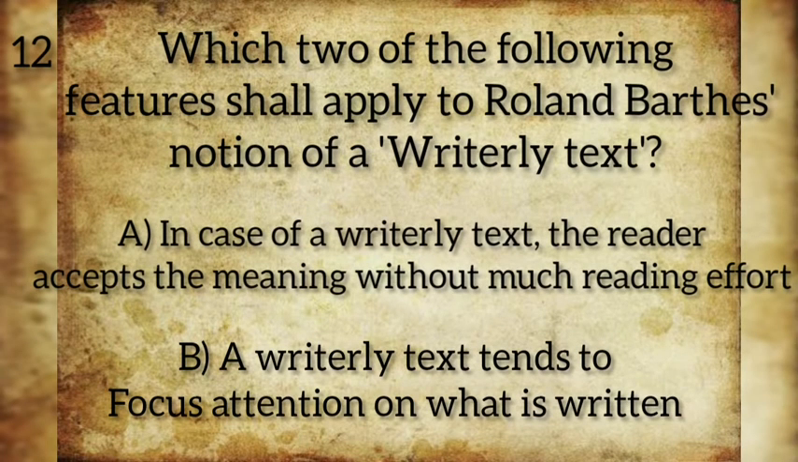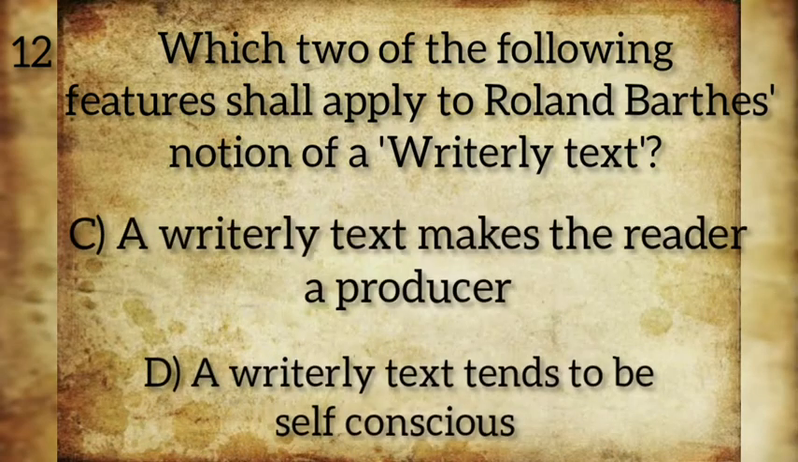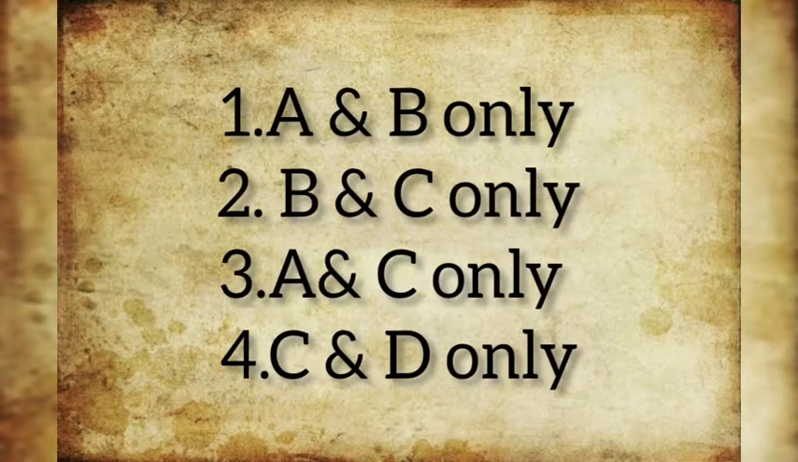Question number 12. Which two of the following features shall apply to Roland Barthes' notion of a writerly text? A. In case of writerly text, a reader accepts the meaning without too much reading effort. B. A writerly text tends to focus attention on what is written. C. A writerly text makes the reader a producer. D. A writerly text tends to be self-conscious. And the options are option number 1, A and B only, 2, B and C only, 3, A and C only, 4, C and D only.